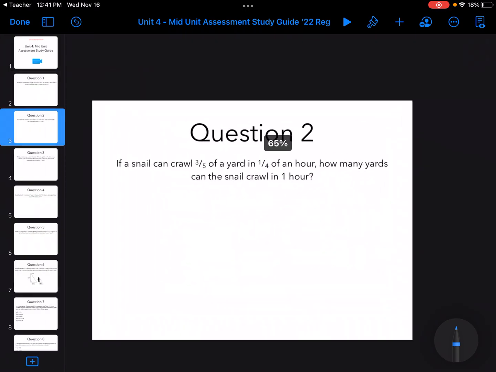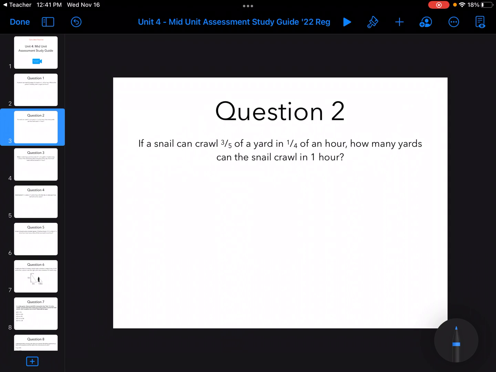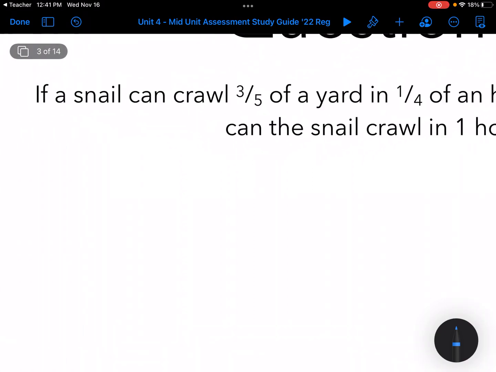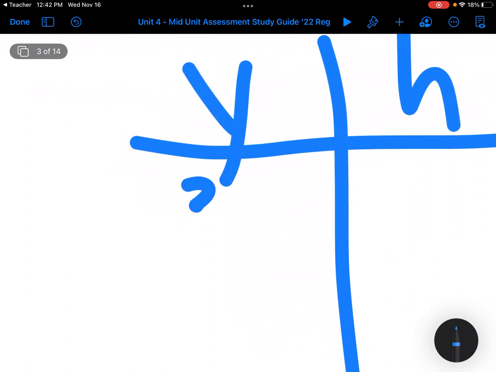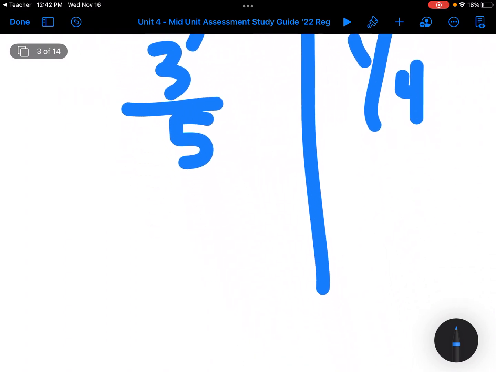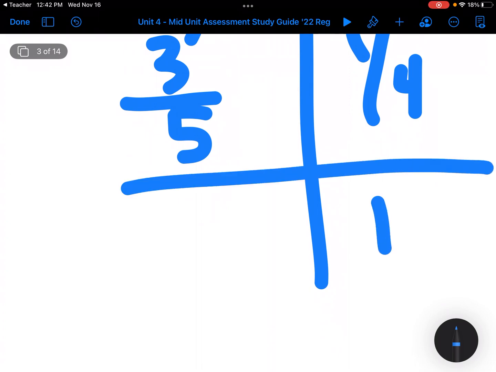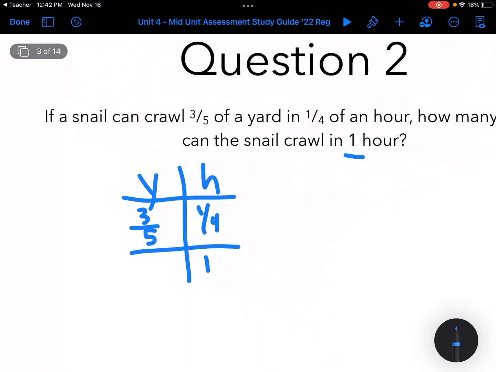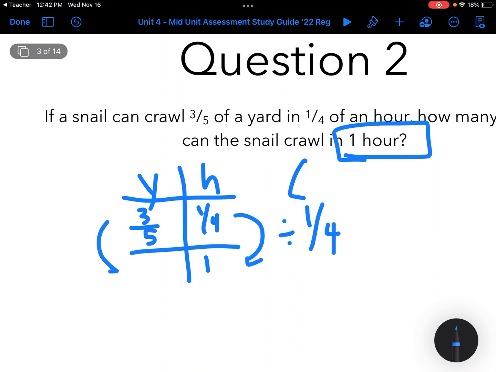Question 2. A snail can crawl 3/5 of a yard in 1/4 of an hour. How many yards can the snail crawl in 1 hour? So again, I've got my yards and I've got my hours. I know we can go 3/5 of a yard in 1/4 of an hour. So again, I'm going to find for 1 whole hour because it says in 1 hour right there. So I'm going to divide by 1/4, and order matters here. In division, order matters a lot.